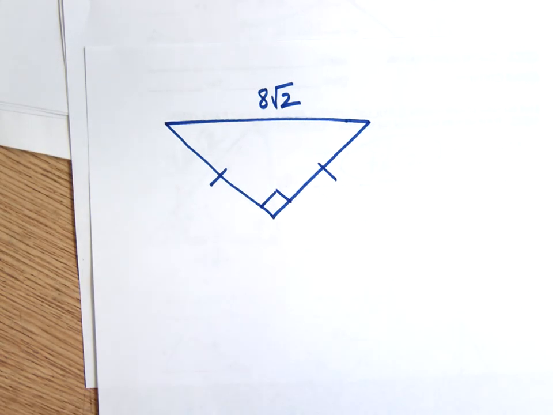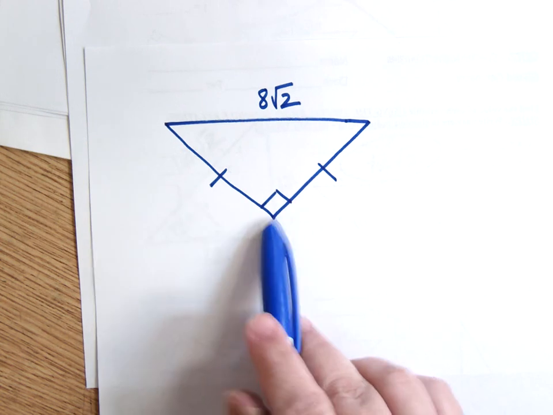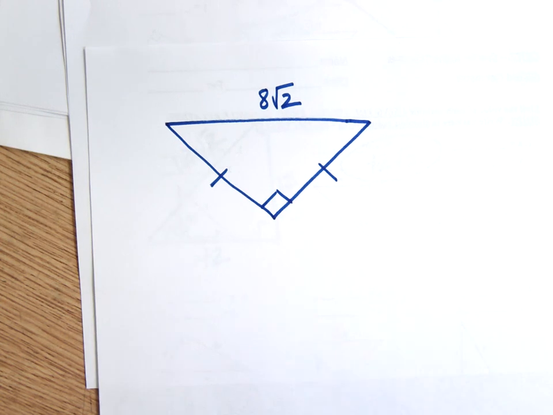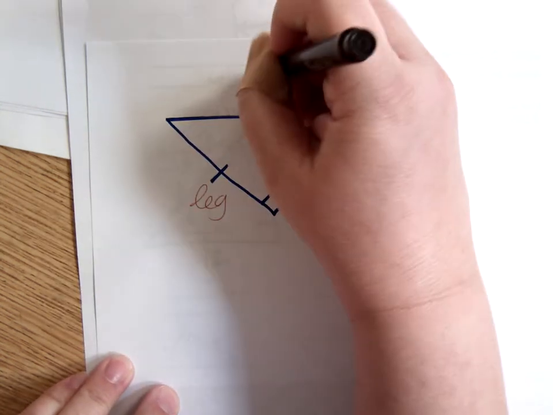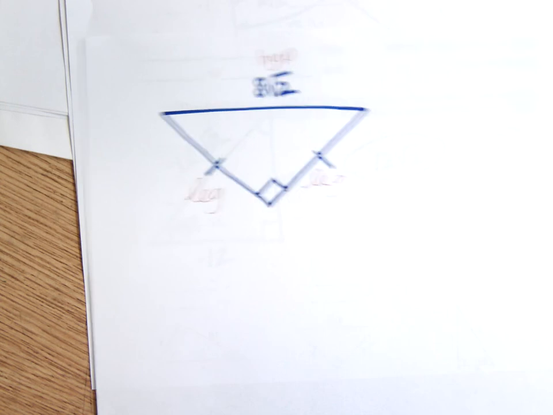Here's another way of showing me that I have a 45, 45, 90, or right isosceles, is to mark the two sides the same, the two legs the same. That tells me it's an isosceles triangle, and since there's a right angle, it's automatically a right isosceles. Okay, so I'm given here what? Well, this is a leg, this is a leg, so there's a hypotenuse. I'm given the hypotenuse and I need to get the leg.